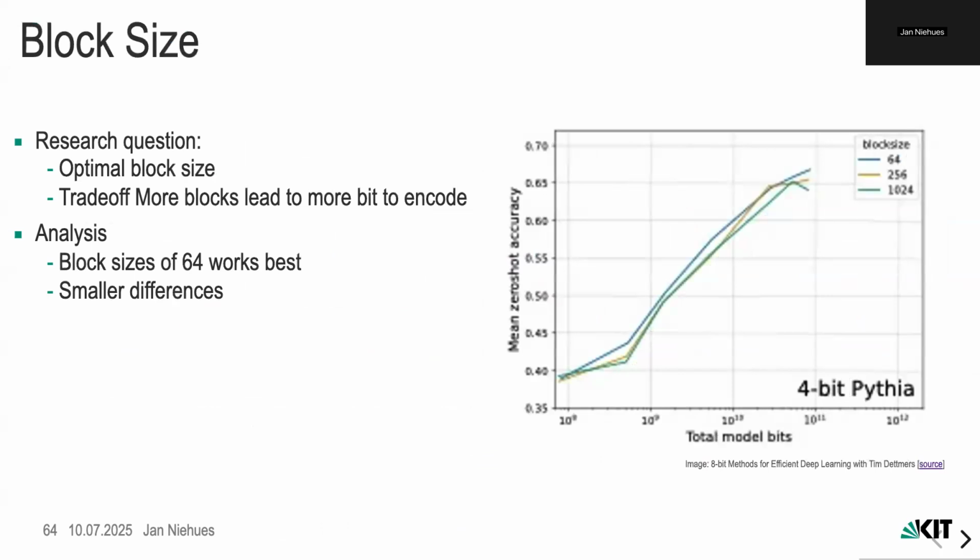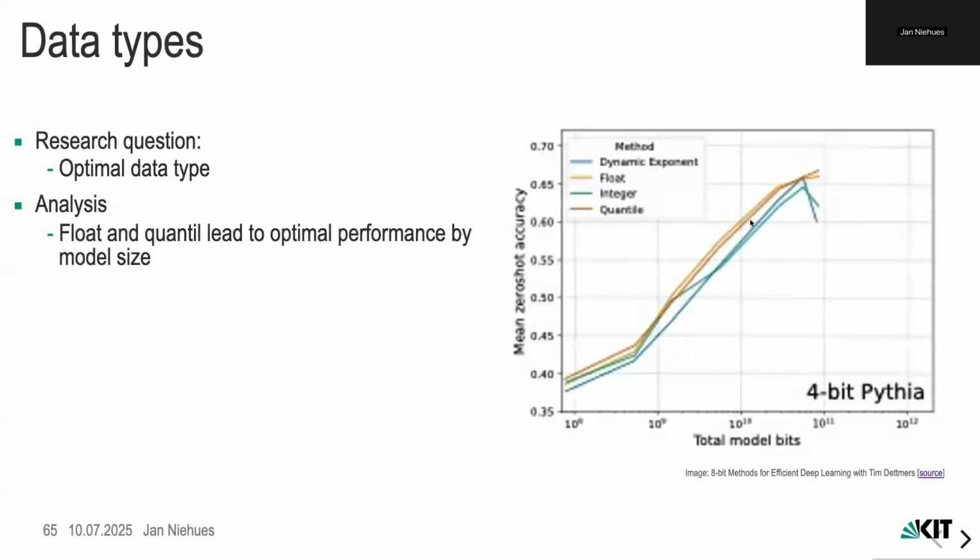Then you can also look at the block size. There the difference is not as high, but if you look at the total model bits again, the 64-bit seems to be very good. So using a block size of 64 to do your quantization again looks like a very decent approach to quantize your model. You can also look at different data types.